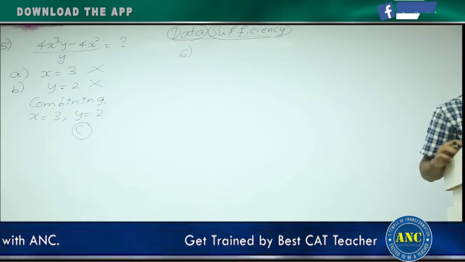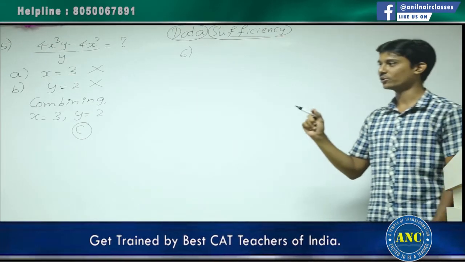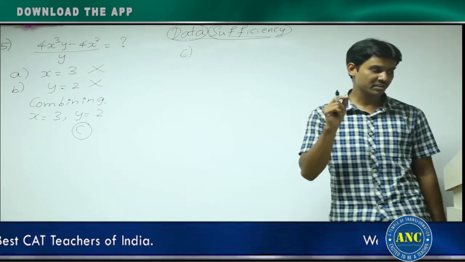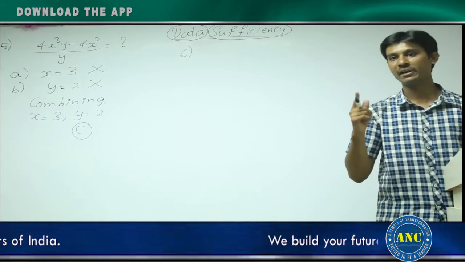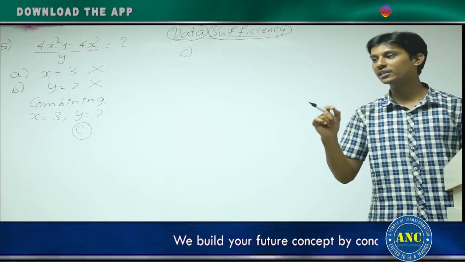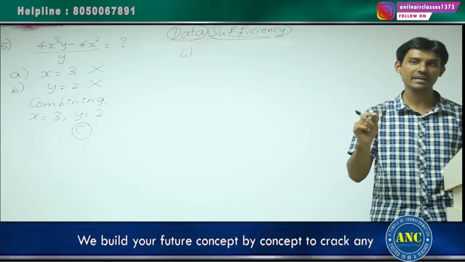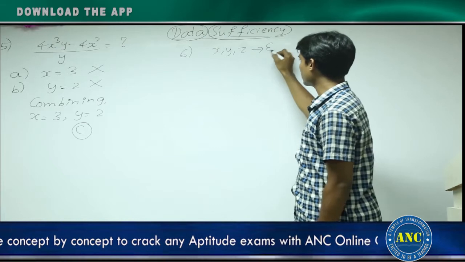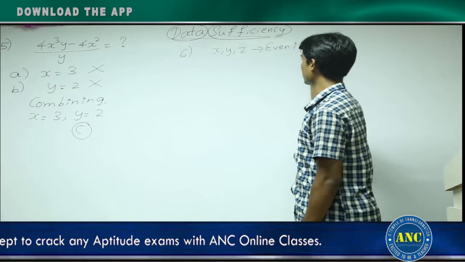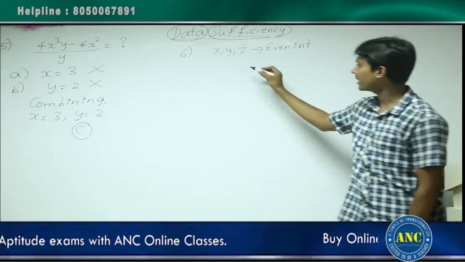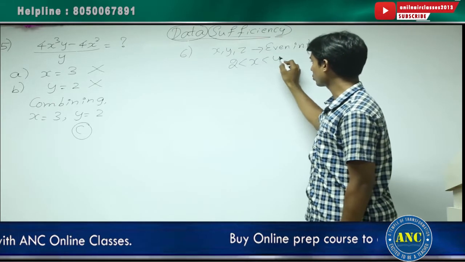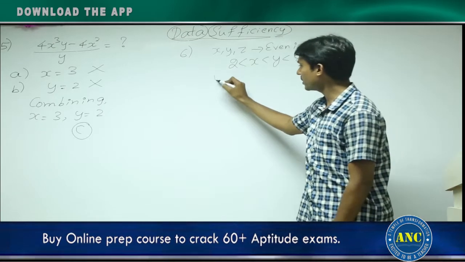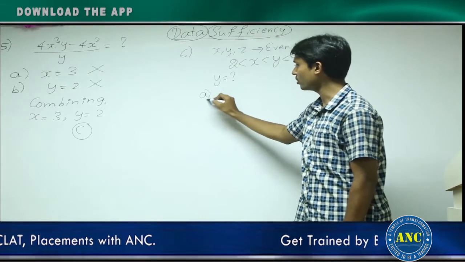If x, y, z are even integers. Till the first 5 questions, nothing was mentioned about the domain of the variables. Now they are mentioning the domain as x, y, z are even integers. That means you need to stick to even integers only. You should not take any other values of x, y and z. And 2 less than x less than y less than z is also a given condition in the question. Then what is the value of y is the question.